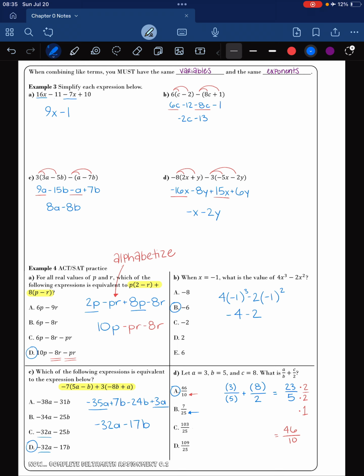But there we go. There is lesson 0.2. Go ahead and you can complete your homework assignment for this. And happy order of operations.